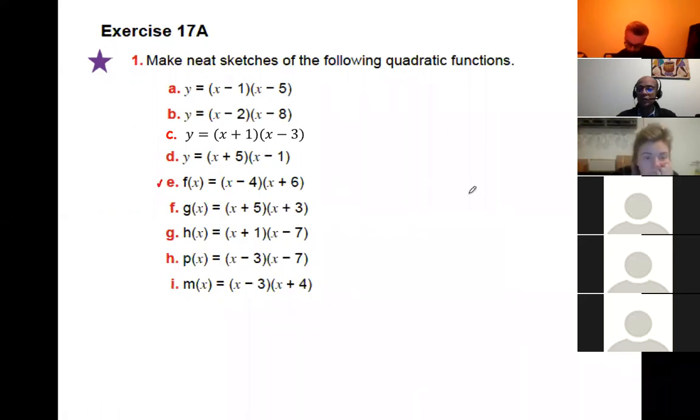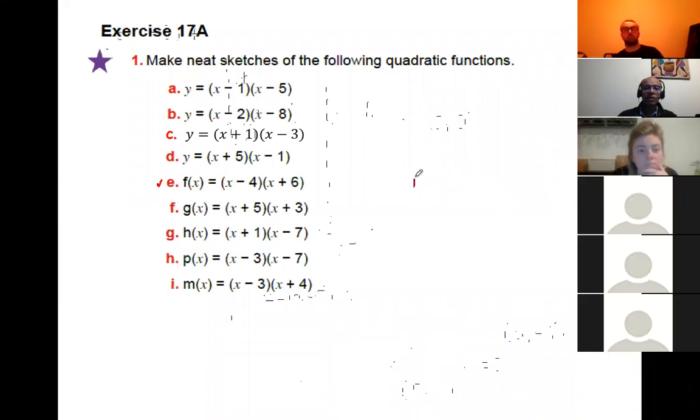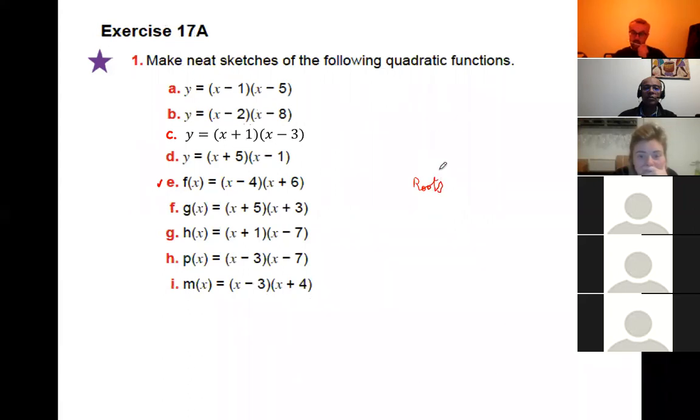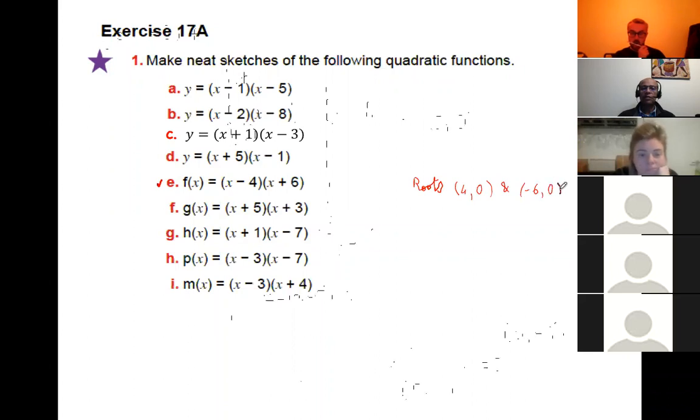So this is how I would do E. I would find the roots first. So you would just write roots. There should be 2 of them: when x equals 4, 0, and the other one x equals -6, 0. So that's the roots.